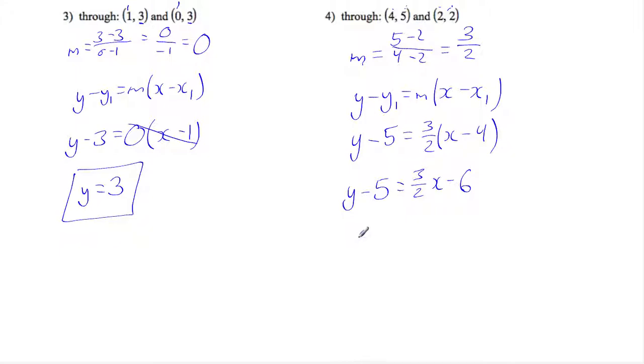And if I'm going to add 5 to both sides, I get y is equal to 3 halves x minus 6 plus 5, which is minus 1. And that's my equation in slope-intercept form.